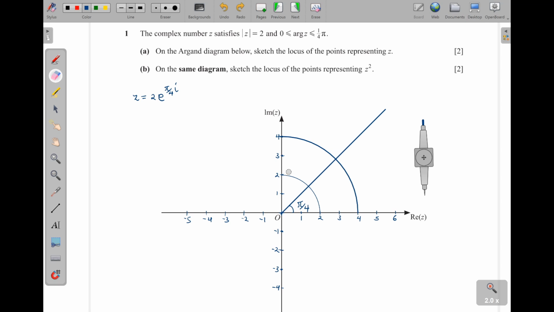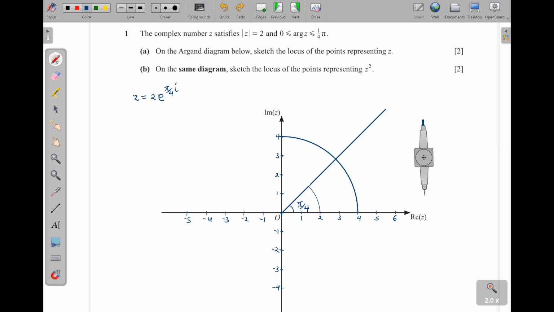I'll pull off this part here, and it has to remain here because all the points that are on this circumference here are making an angle of 45. It's like a slice of pizza, or a slice of a cake, just like this here. But then when we come to z squared, why is this one 4?